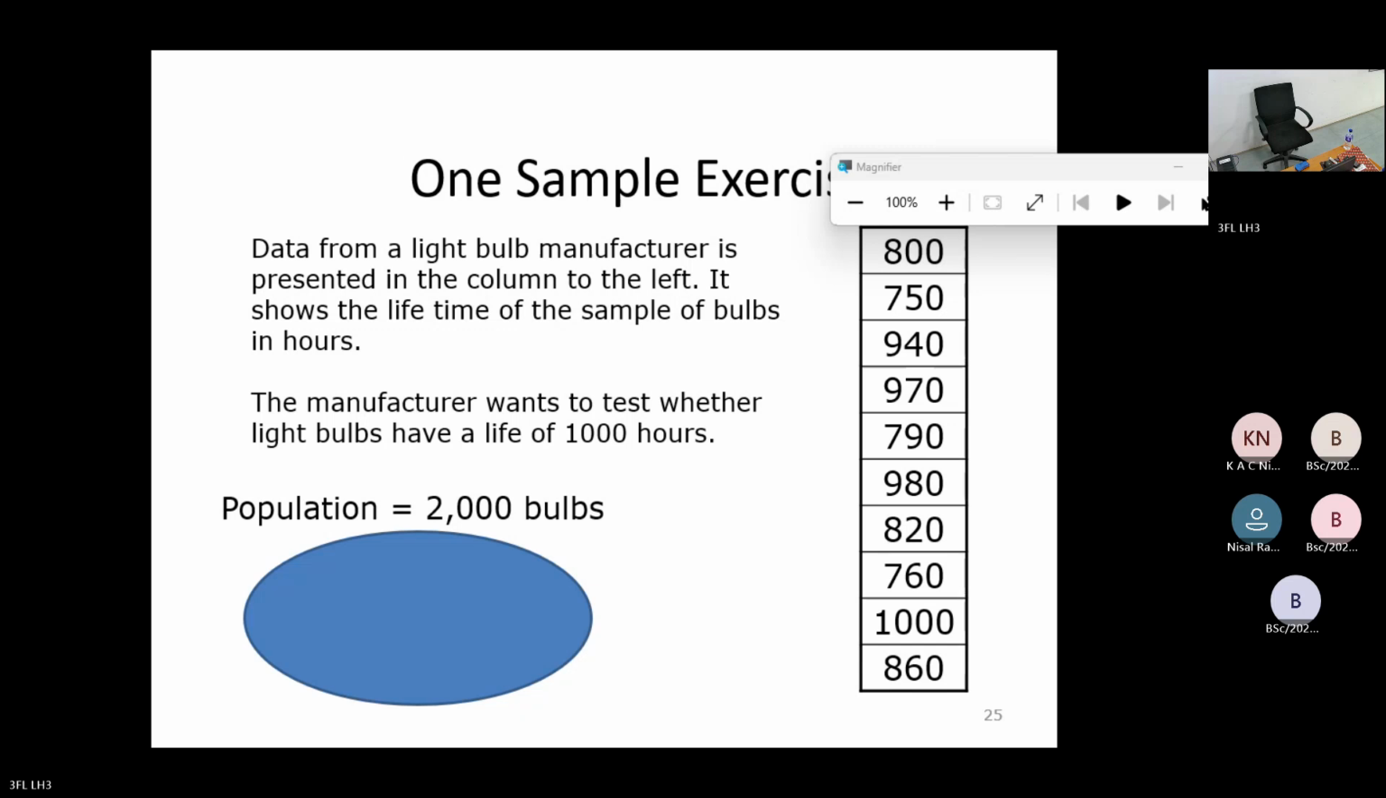So what can you do? Well, you can light all 2000 bulbs and see, right? But that is not practical. If I were you, I would do something different. I'll take a sample, light those bulbs and do a one sample test.